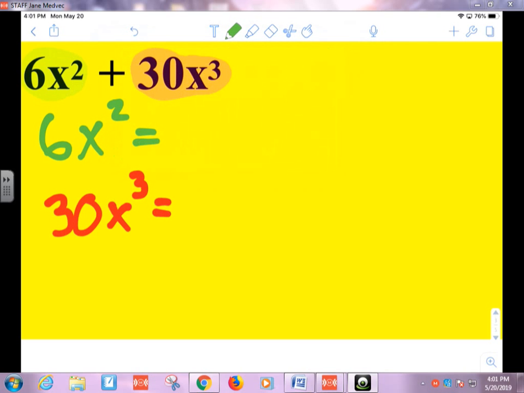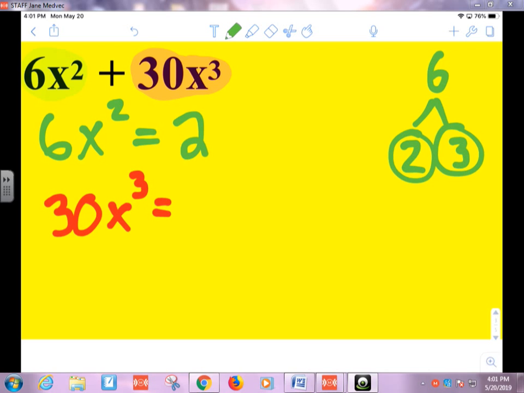All right, so now I'm going to take my 6. 6 is not prime. I'm going to go off to the side. I'm going to go 6, and I'm going to go 2 and 3, because 2 times 3 is 6. So I'm going to write 2 times 3, and you're going to notice that I have an x squared, okay? Because I have this x squared right here, there's 2 x's there. So I'm going to go x times x. If it was x cubed like the next one, there would be 3 x's. If it was x to the 4th, there'd be 4 x's, and so forth.